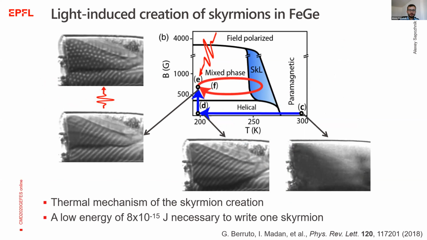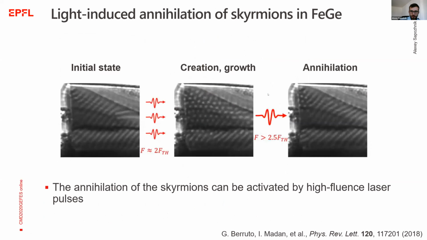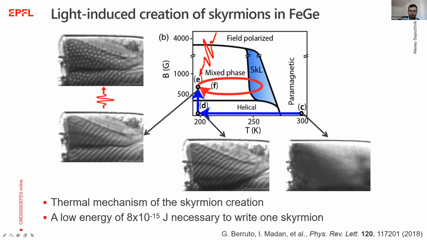This slide shows the results on light-induced creation of skyrmions in iron germanium. The experiment starts with the sample in the paramagnetic state, and then the sample is zero field cooled so that helices appear in the sample. Upon applying a magnetic field, the sample state changes into a mixed phase, where helical and conical phases coexist. Afterwards, upon shining laser light, the sample gets warmed up and reaches the skyrmion pocket. After cooling down and coming back to the equilibrium state, the skyrmion lattice appears in the sample. The mechanism of skyrmion creation in this case is thermal, and a low energy of 8 × 10⁻¹⁵ joule is necessary to write one skyrmion.